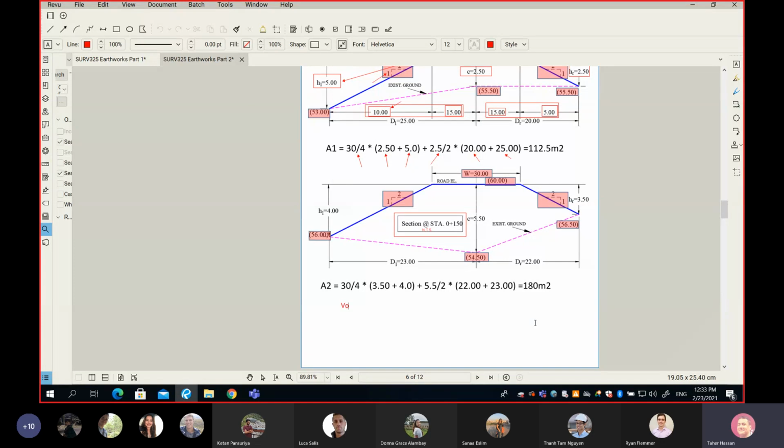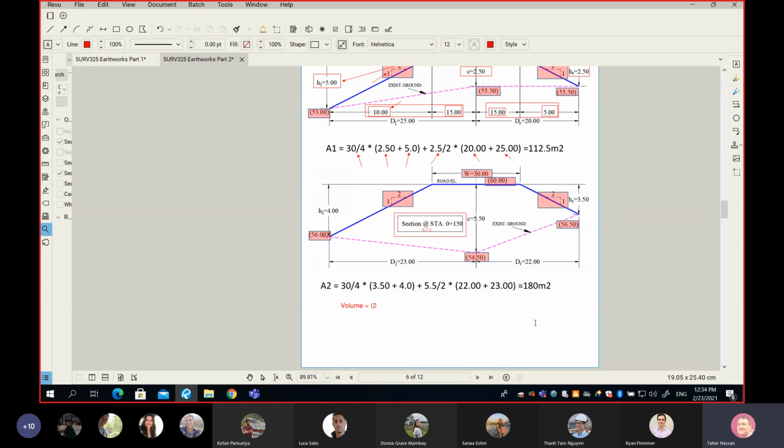I'm going to say here volume equal, and give me some help, please. Volume equal. Lucas, I'm asking you, volume equal. Well, I don't know, maybe I will do the first area times the distance plus the second area times the distance divided by two. Look at this, tell me if I'm doing wrong or right.